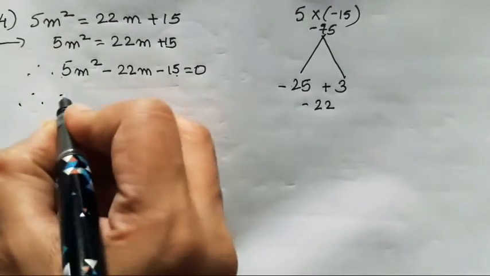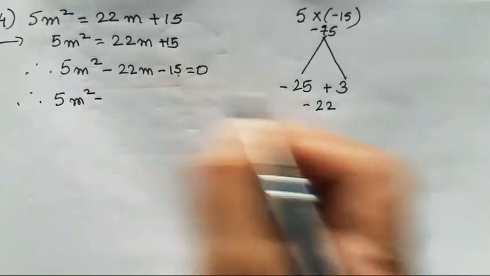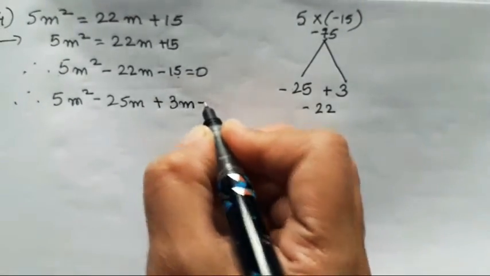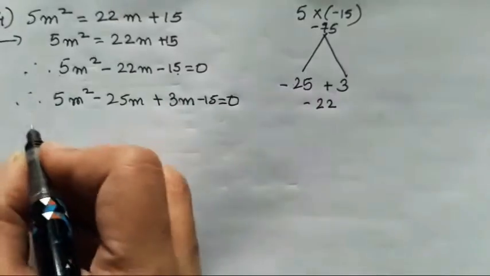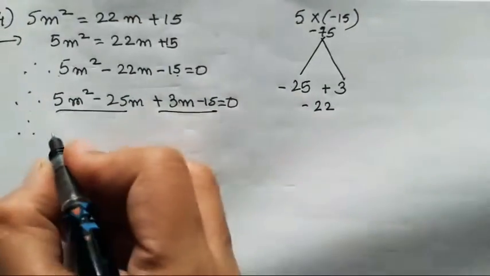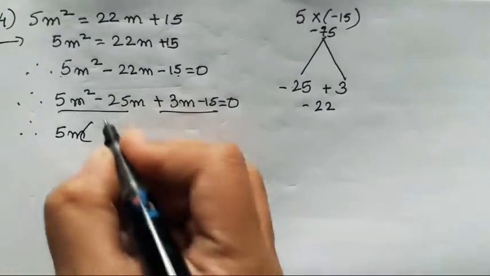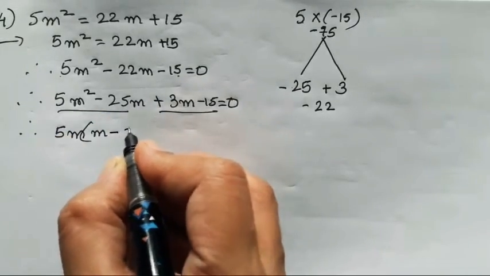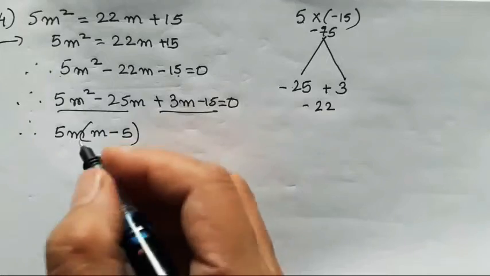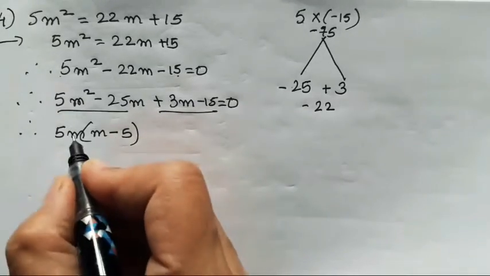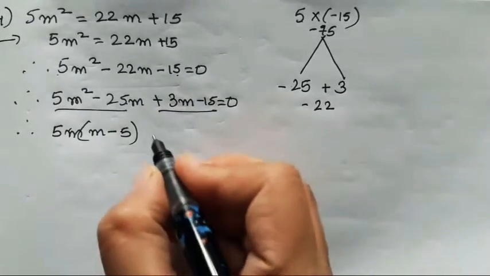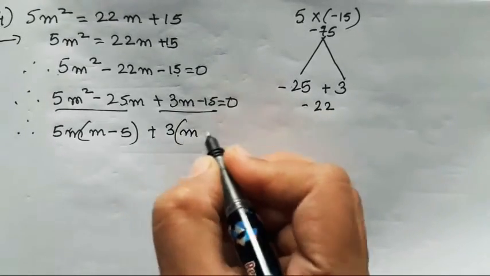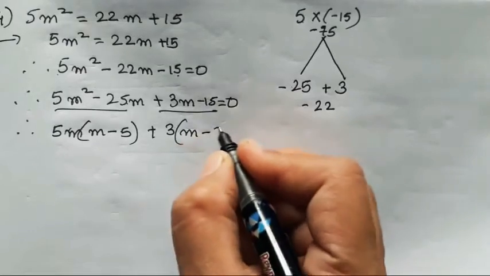So therefore 5m square minus 25m plus 3m minus 15 is equal to 0. Now make the pairs, that is 5m, m. You all have to use your common sense to decide what to use, so that after multiplication you are able to get the first and the second term. Over here I will be taking 3 common. m plus and minus minus, 3 5s are 15.